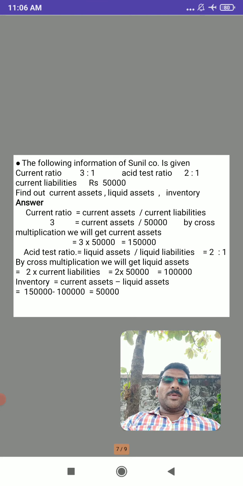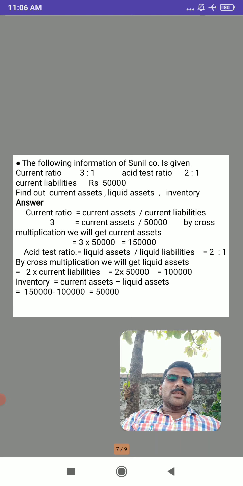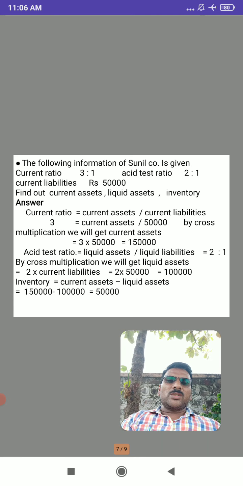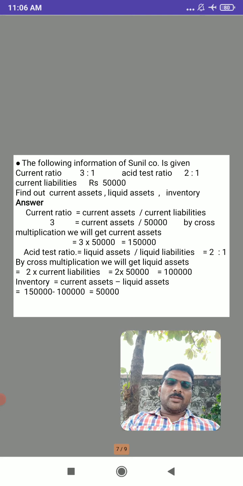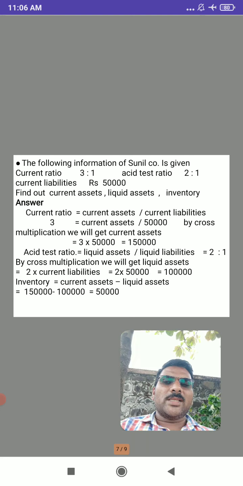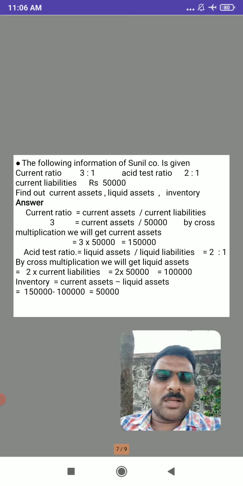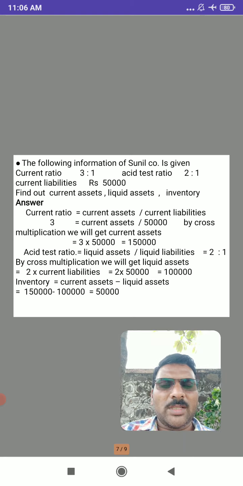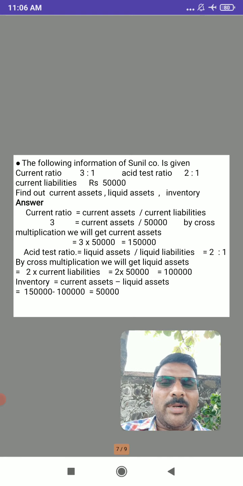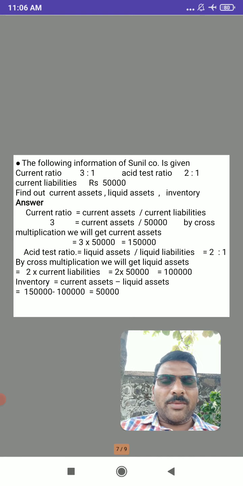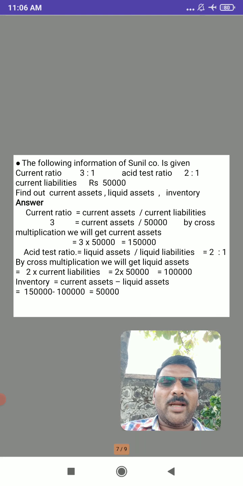The following information of Sunil company is given. The current ratio is 3:1, acid test ratio is 2:1, current liability is rupees 50,000. So this is the second problem. Here we have to find out current assets, liquid assets and inventory. In the last problem we have seen how to calculate current assets and current liabilities. Now we have to calculate the liquid assets and inventory.